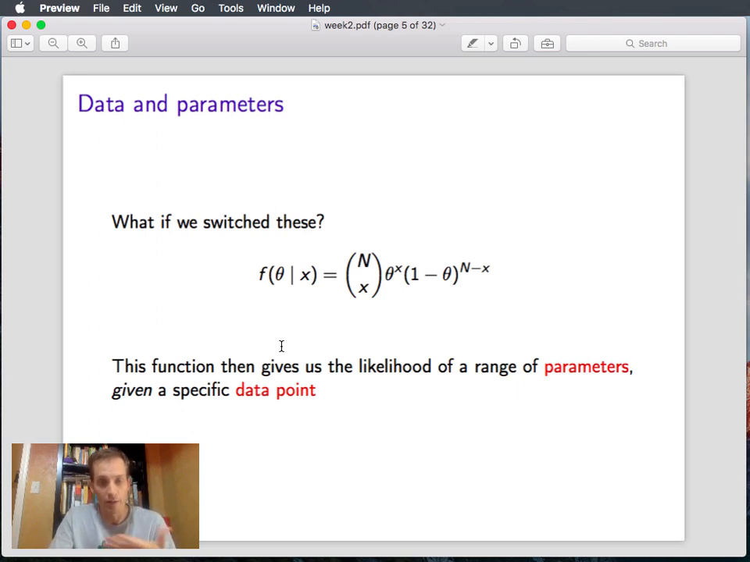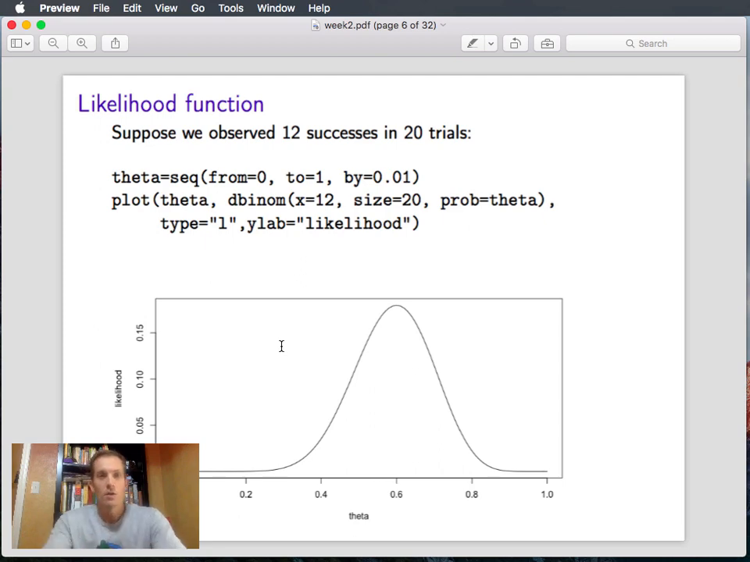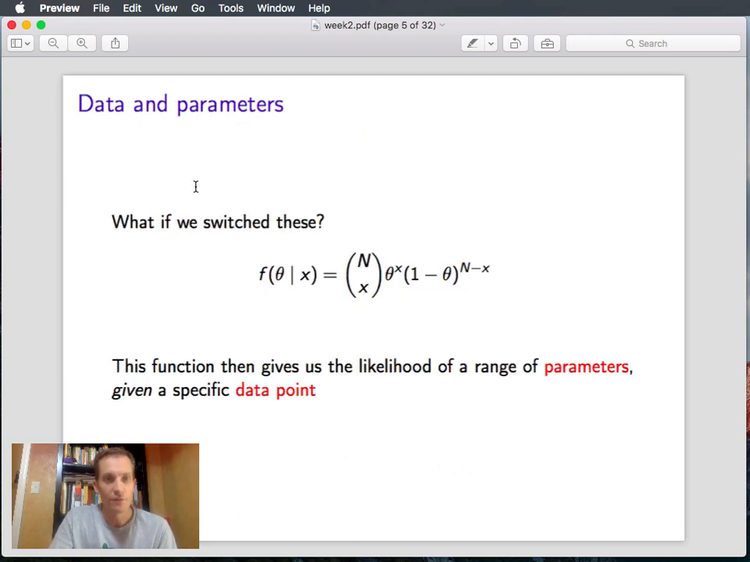To see why, let's look at an example. So let's suppose that we're dealing with the n equals 20 trials case again, but let's suppose that we observed 12 successes. All right, so we're not asking about the probability of 12 successes, we're asking what is the parameter that would have given us 12 successes, okay? And so what I want to do is plot this function that we were looking at on the right, on the previous slide.